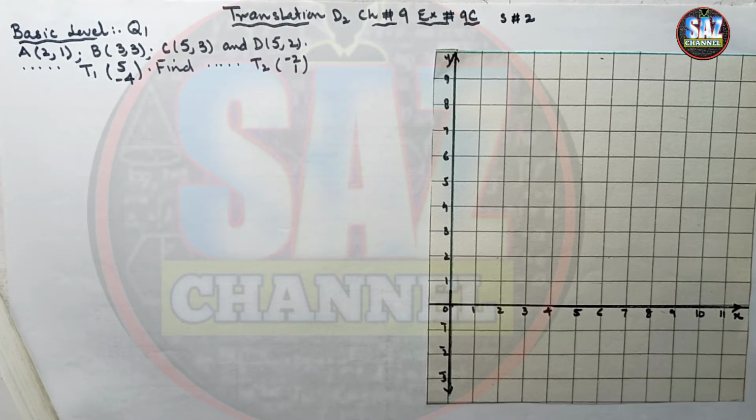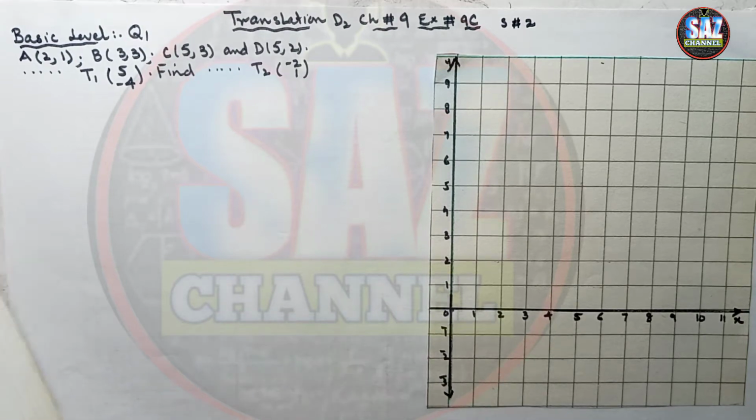This is my second lesson of D2 chapter number 9 exercise 9C, that is about the translation. In this lesson I will solve basic level question number 1. As the questions are long, so I'll be reading the question from the book.